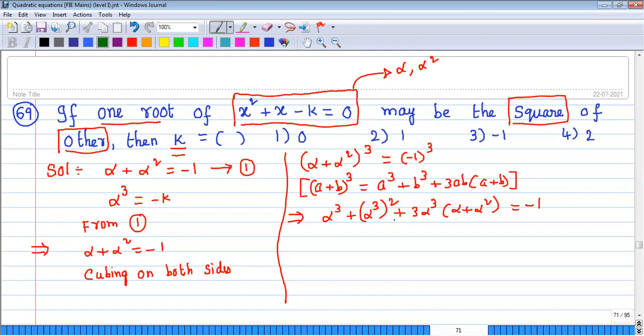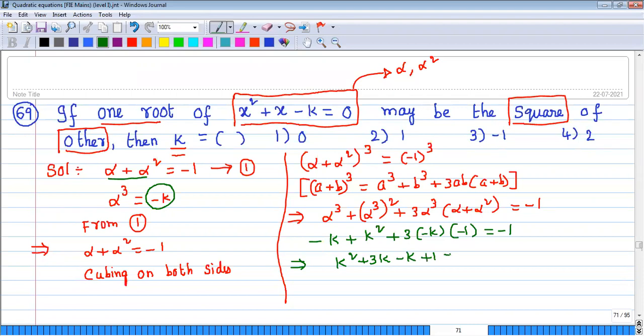But here one interesting thing is that alpha cube is replaced by minus k, whereas alpha plus alpha square is equal to minus 1. See, alpha cube is equal to minus k plus alpha cube whole square. Minus k square is k square. This alpha cube is equal to minus k. So 3 into minus k into alpha plus alpha square is negative 1 equal to negative 1. So this we need to simplify now. We get k square, this is plus 3k and minus k plus 1 equals to 0.